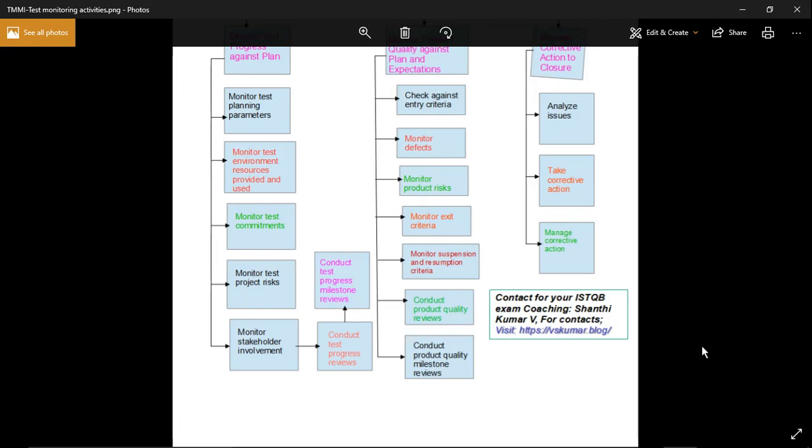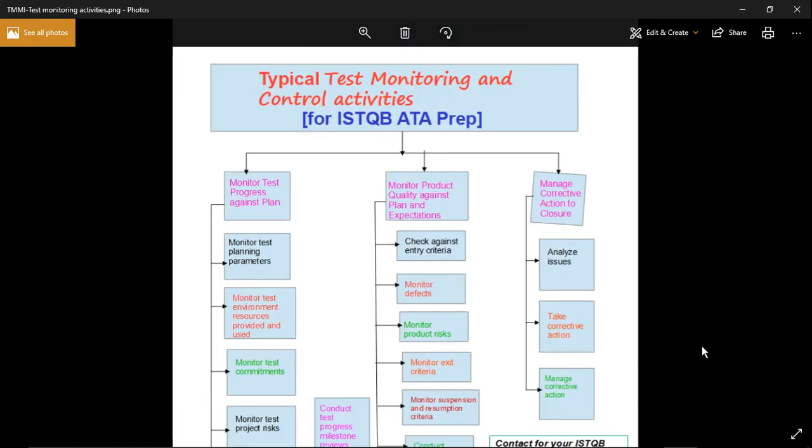And when it comes to the second activity, monitor product quality against plan and expectations.